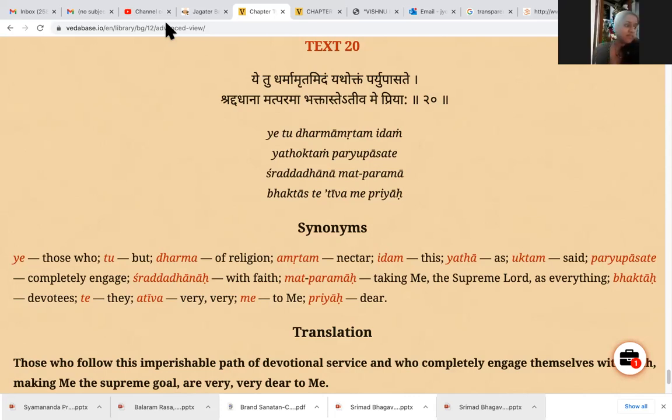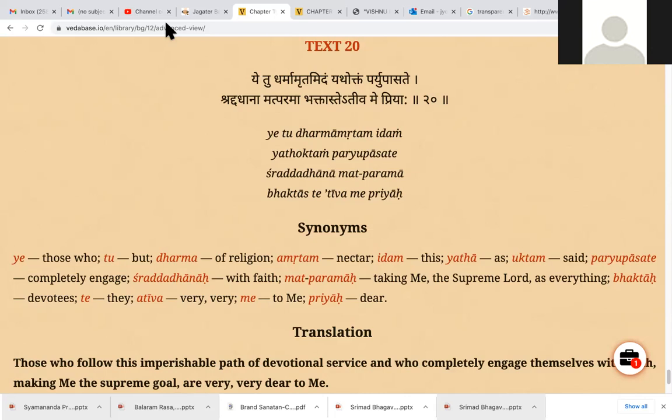My turn, Mataji. Hare Krishna. Yes, Hare Krishna, Mataji. Yes, please. Dharmamritam idam yathoktam paryupasate shraddha matparama bhaktastetiva me priya. Very nice. Thank you, Mataji. Hare Krishna, Dandavat.